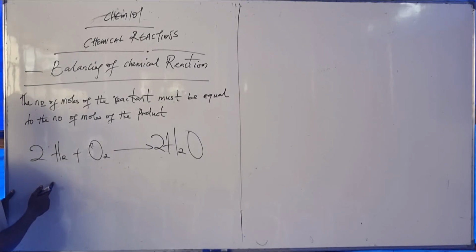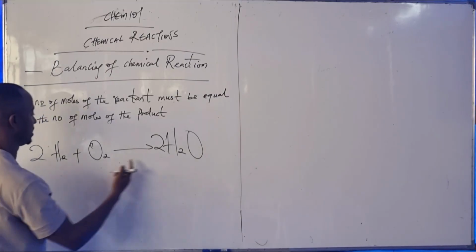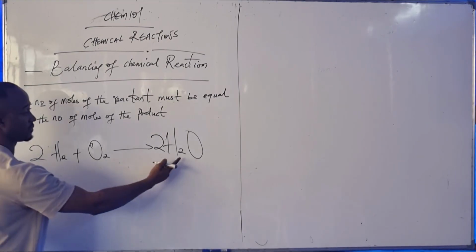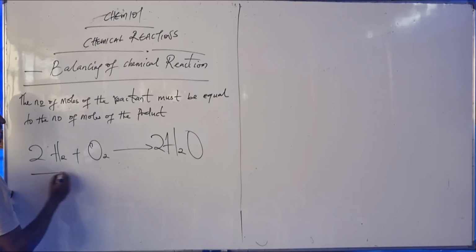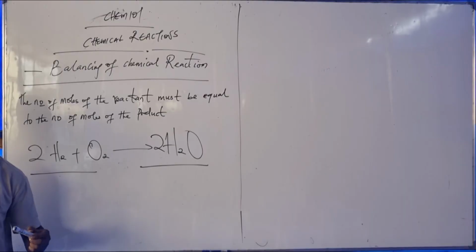I will add 2 here as well. Now what do we have? We have 4 moles of hydrogen here, 4 moles of hydrogen. Here we have how many moles of oxygen? 2 moles, and here 2 moles. So it's balanced. So the moles of the reactant equal the moles of the product. So this is balanced. Are you getting it now?